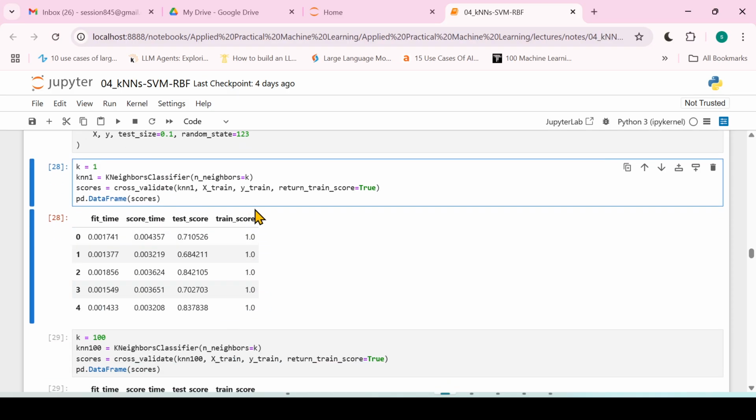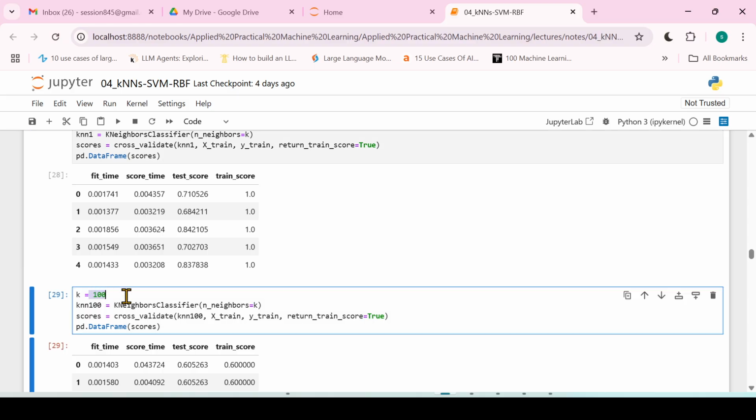Here we can see that the training score is always giving you 100% accuracy, but the test score we are getting is very low. So in this situation, it's a clear sign of overfitting. That means our training score is high, but our test score is low. So this is a sign of overfitting.